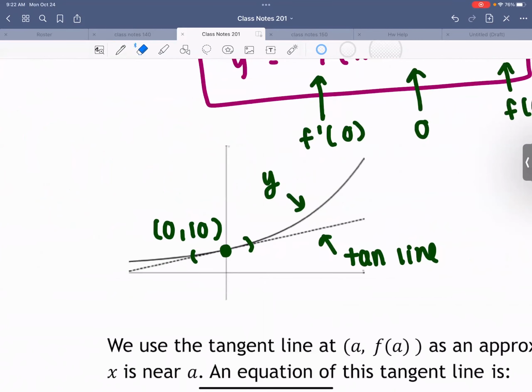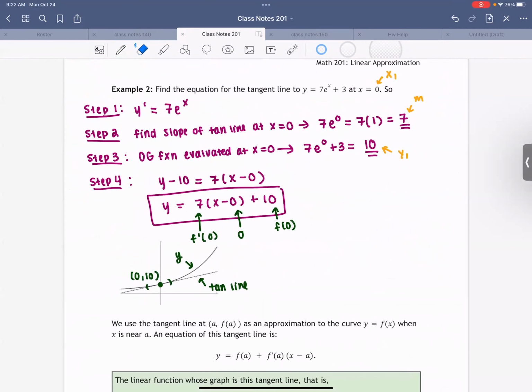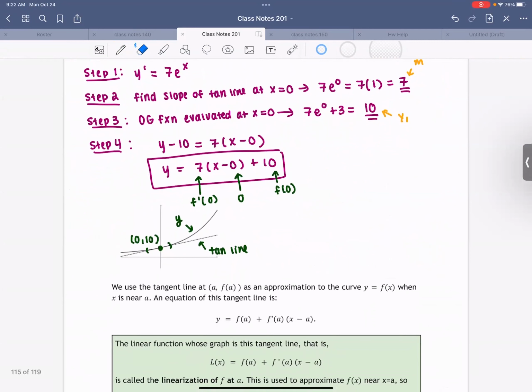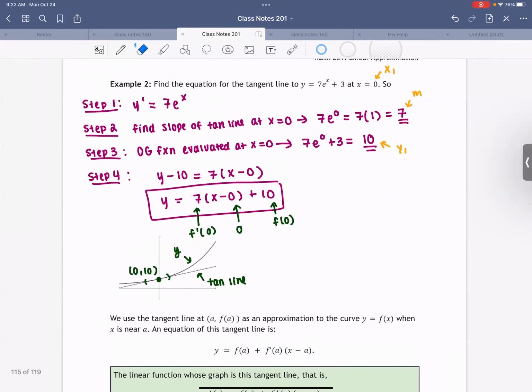Okay, so we have a name for this. Since my tangent line is very close to my function near the specific point where I find my tangent line, we actually have a different name for the tangent line. We call it a linear approximation. Okay, so let me write that out. Linear approximation.